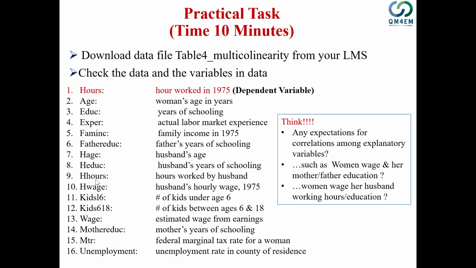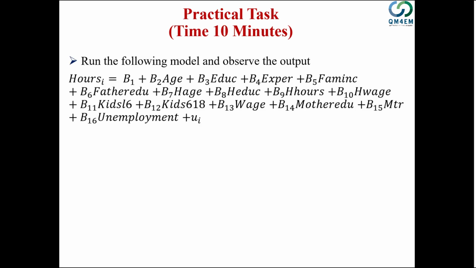So let me move to the next slide. We run the following model in which we have the dependent variable as hours, the hours the female is working, and then it's a function of age, education of the female, her experience, then the family income, then the father's education, husband's age, husband's education, husband's hours worked during that particular year, husband's wage, then the kids under age 6, kids between 6 and 18 years, and then the wage of the female working, then the mother's education, then the marginal tax rate of the government in the country where she is working, and then the unemployment rate in the country.